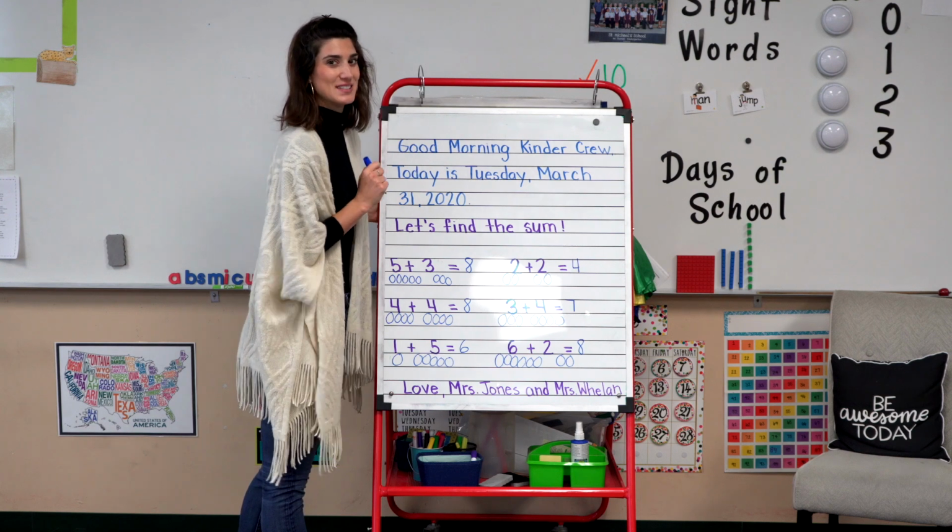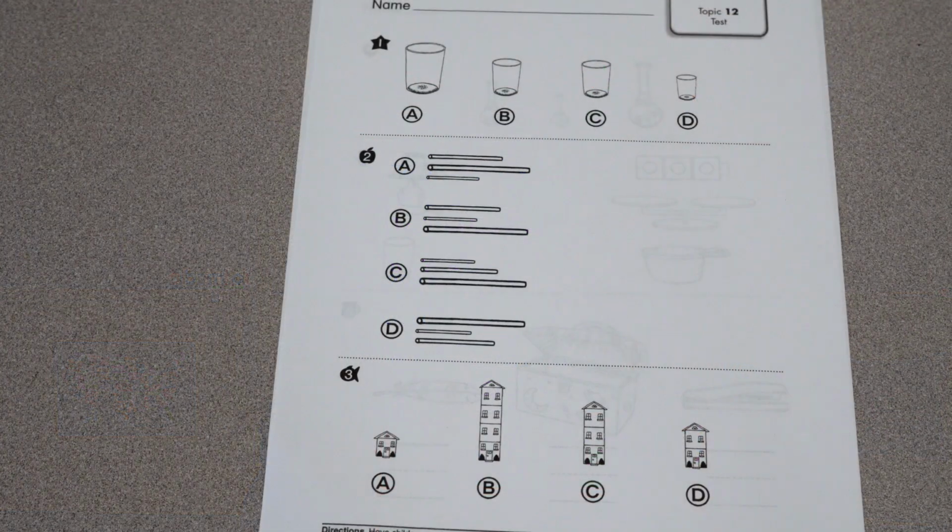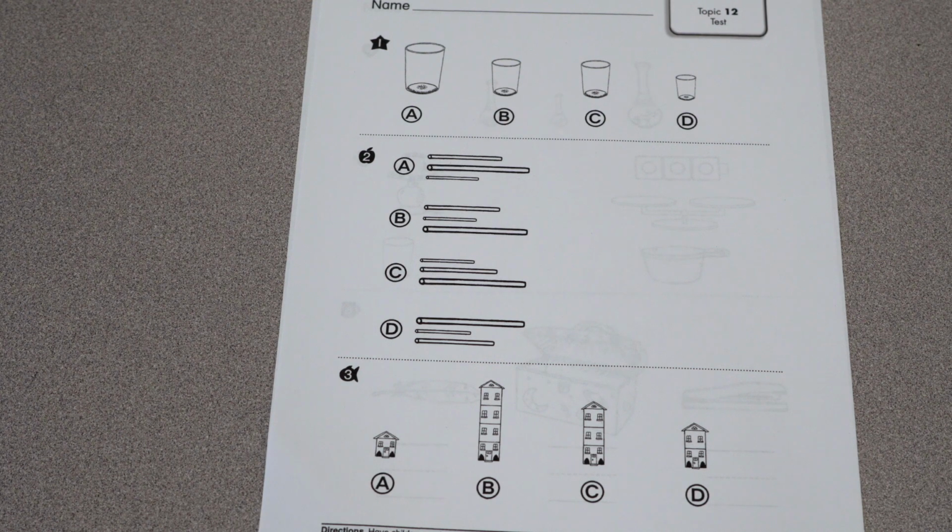Let's get started on our lessons. For math today, you guys are taking the Topic 12 test. So we've now finished our unit on measurement, and you guys did that entire unit at home. So pat yourselves on the back for doing a great job learning a whole unit of math through digital learning. So we're going to go ahead and take our Topic 12 test.